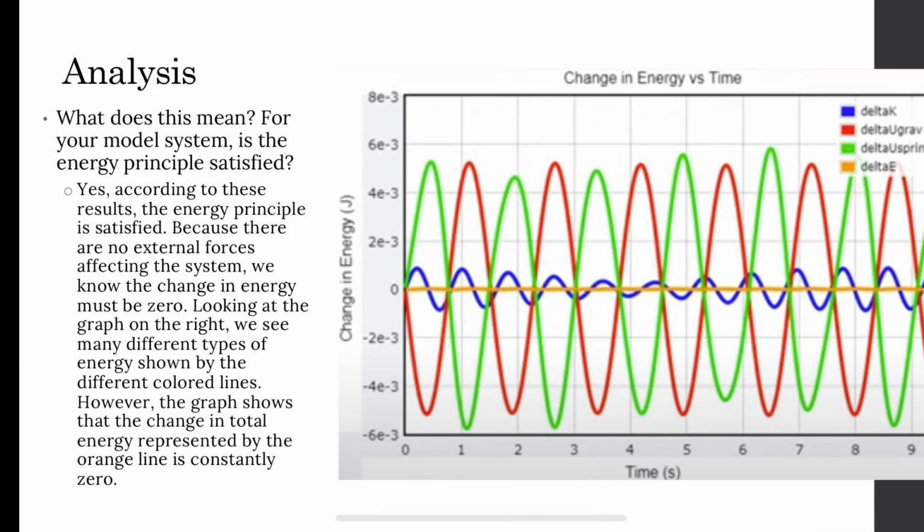Analysis of these results. What does this mean? For this model, is the energy principle satisfied? Yes, according to these results, the energy principle is satisfied. Because there are no external forces affecting the system, we know that the change in energy must be zero. Looking at the graph on the right, we see many different types of energy shown by the different colored lines. However, the graph shows that the change in total energy represented by the orange line is constantly zero.